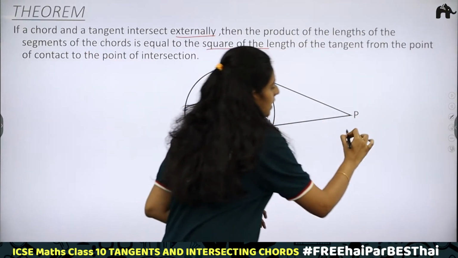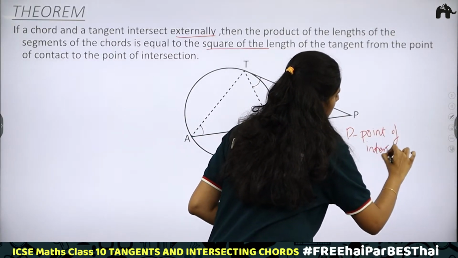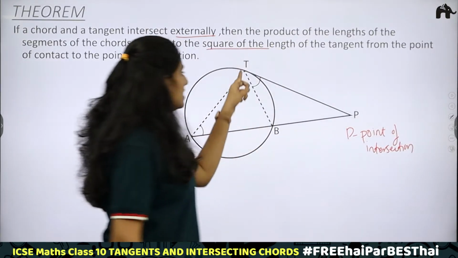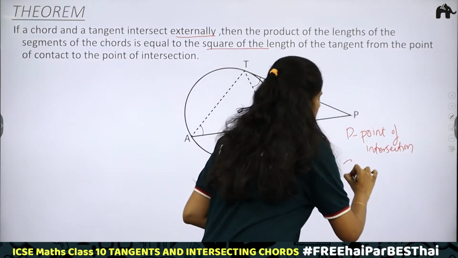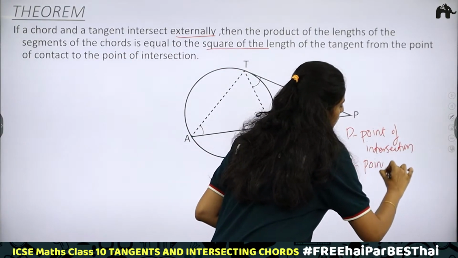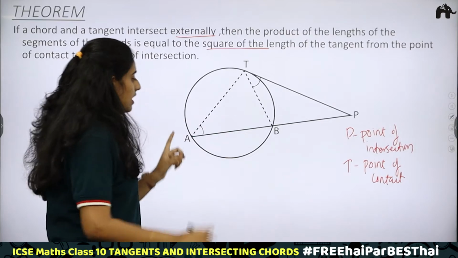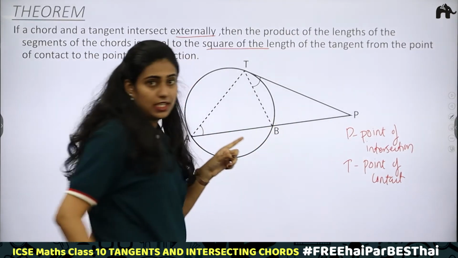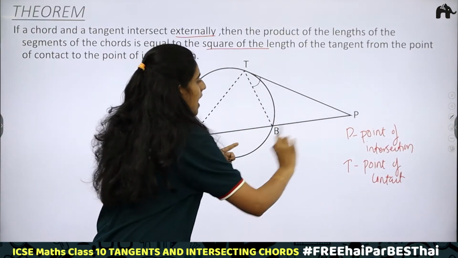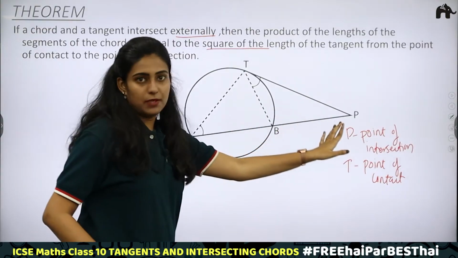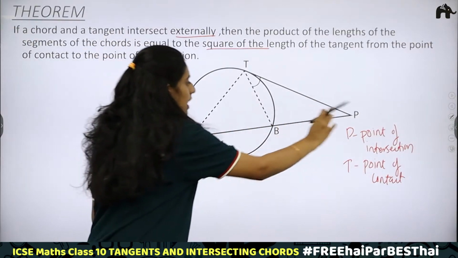So this P is the point of intersection, and this T is the point where the tangent touches the circle. So T is the point of contact. Now, according to the statement, we have AB extended to P. Two segments are there, that is segments of chord. The lengths of the segments of the chord are AP and BP. When you take the product of AP and BP, that is the product of the length of the segments of the chord.